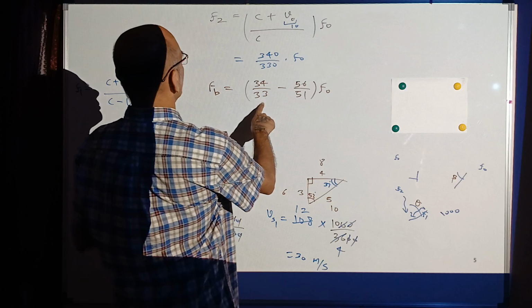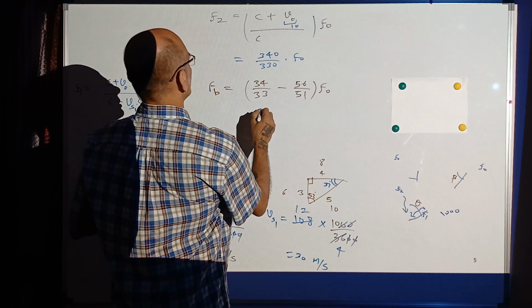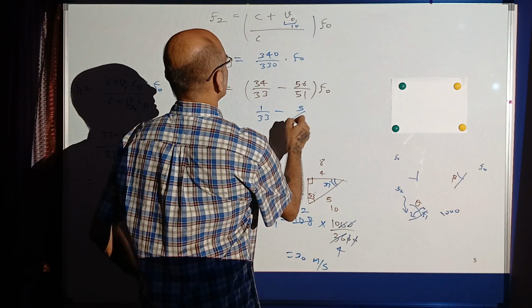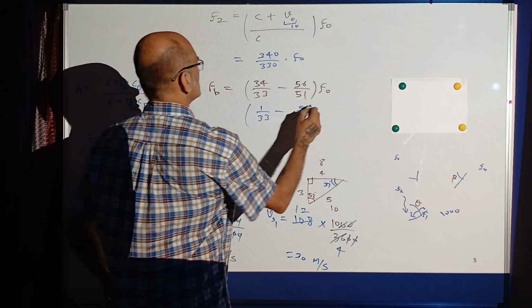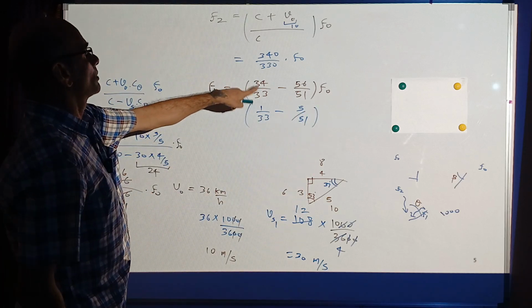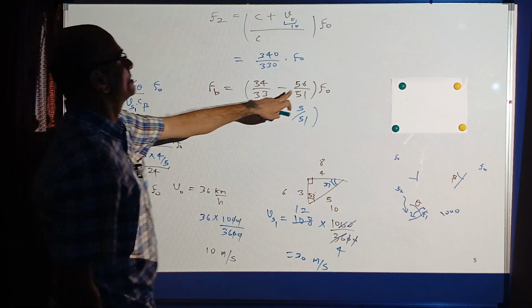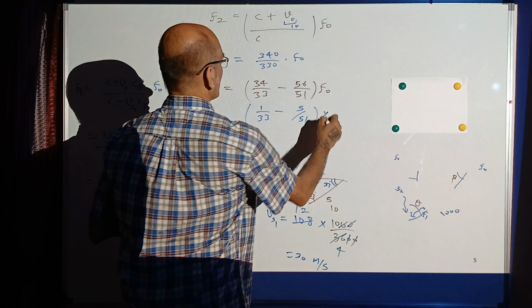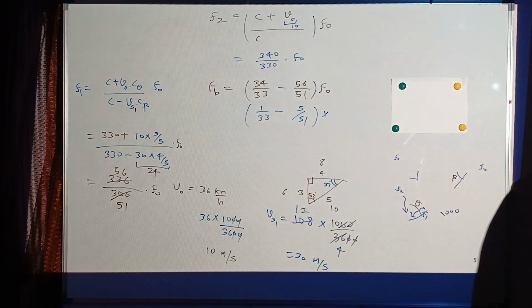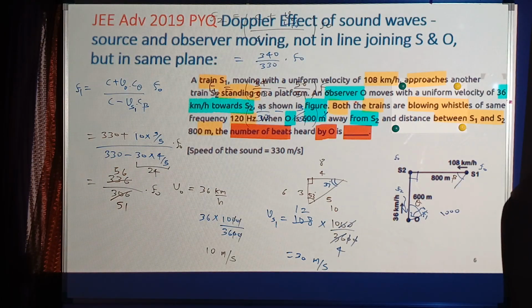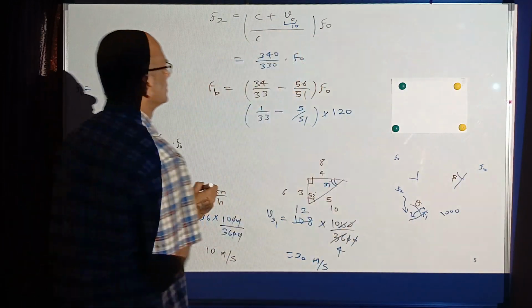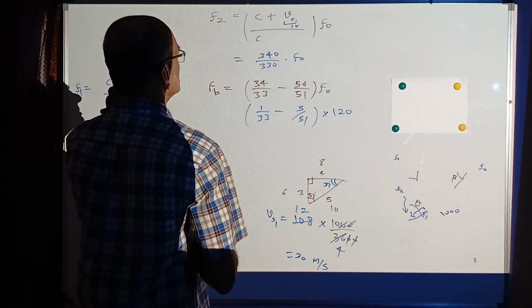So this will be 1 plus 1 by 33. Here also I have a 1, and then 5 by 51. This is 1 plus 1 by 33, so 1 and 1 will cancel. This will be 1 plus 5 by 51. So this is an easy way to calculate. F0 is given, 120. So this you have to simplify.